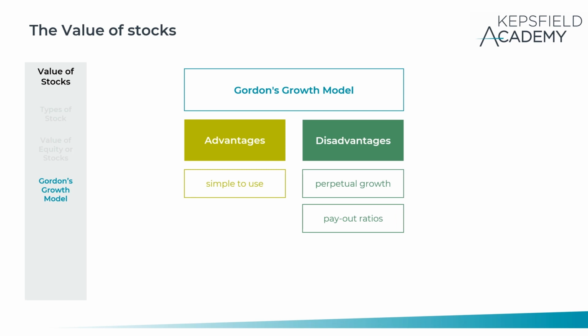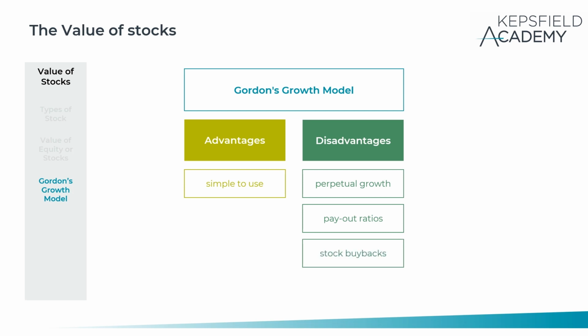Another aspect to consider is the model's reliance on payout ratios. The Gordon's growth model is designed for firms that pay out dividends, but many companies don't. While the model does account for growth based on the retention ratio, it may not accurately capture the full value of firms that choose not to pay dividends or have irregular dividend payments. As a finance professional, it's crucial to consider the implications of different payout ratios when assessing a company's performance.